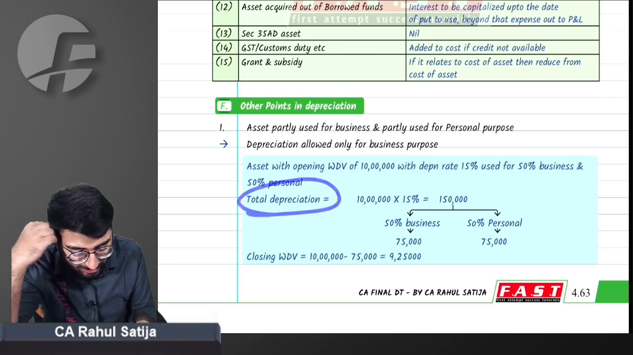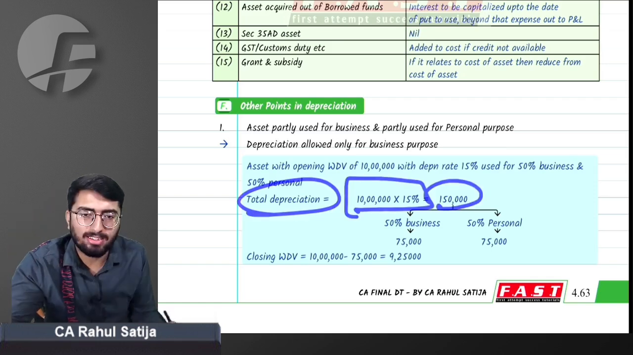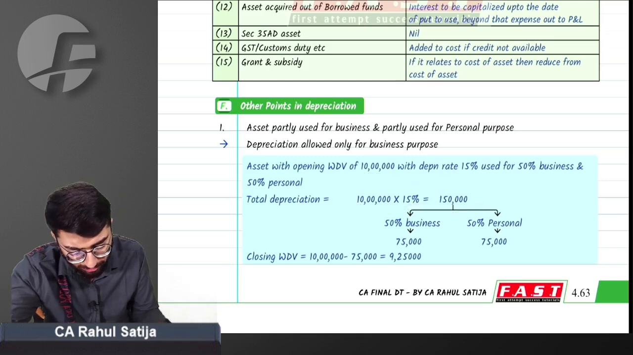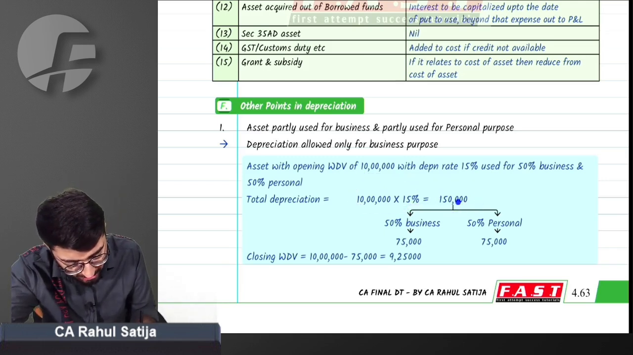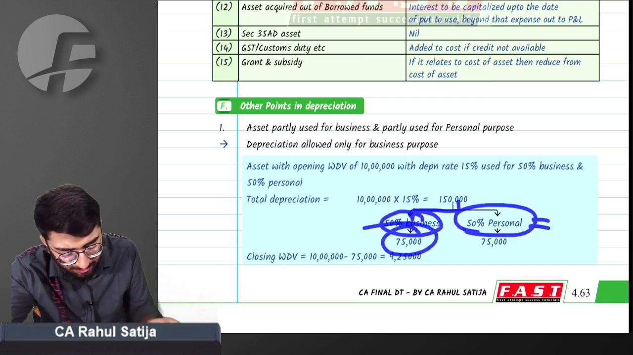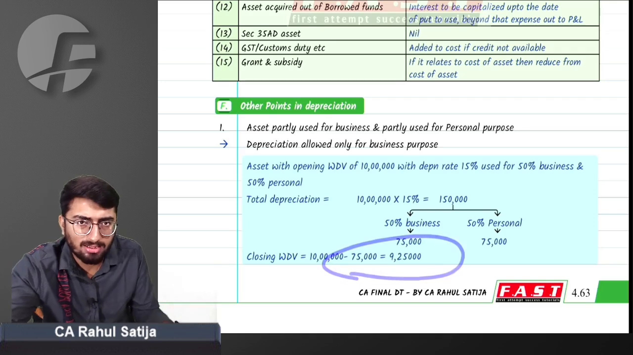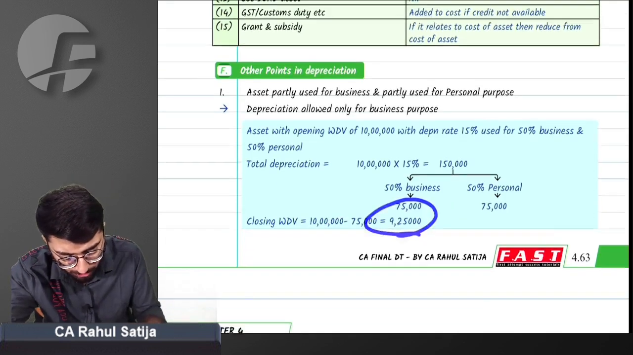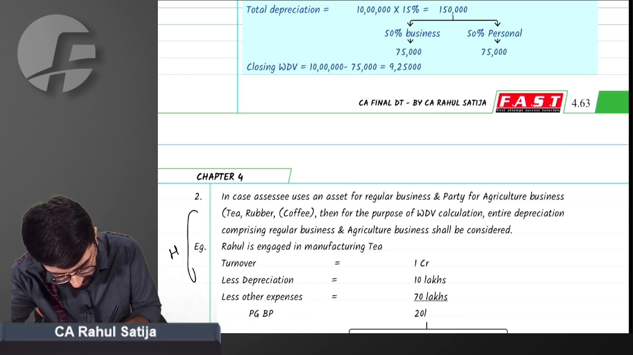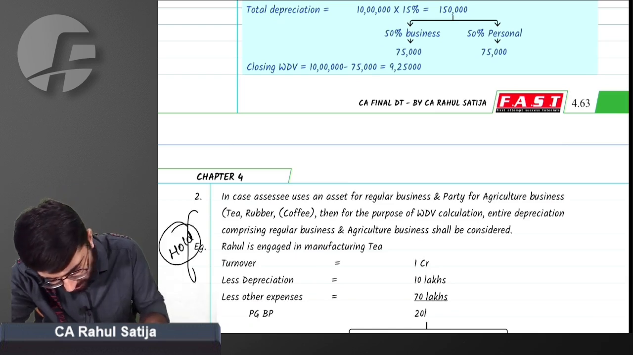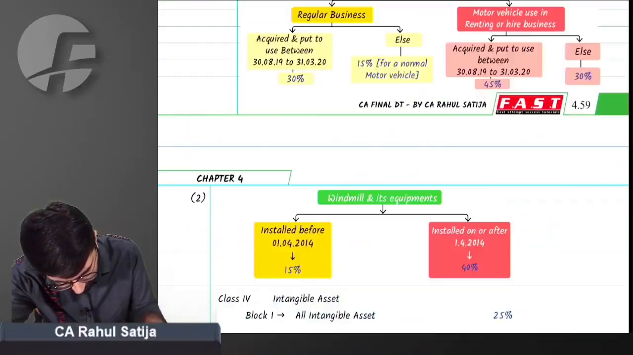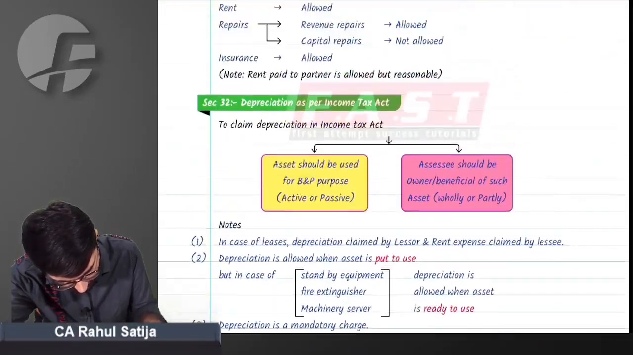How will depreciation be calculated? Calculate depreciation on the total. For example, on a 10 lakh asset, 15% depreciation amounts to 1,50,000. Since 50% is business use and the rest 50% is personal, only 75,000 depreciation will be allowed, and it will be reduced from WDV. Hold this point number 2 for some time. We'll study this later. There was another point we did leave. What was that?